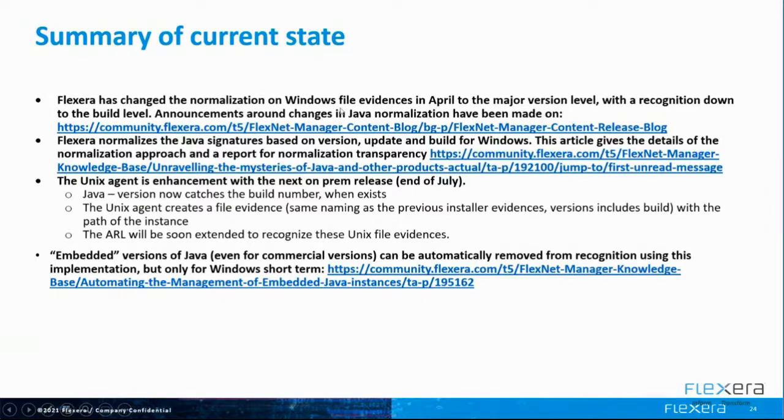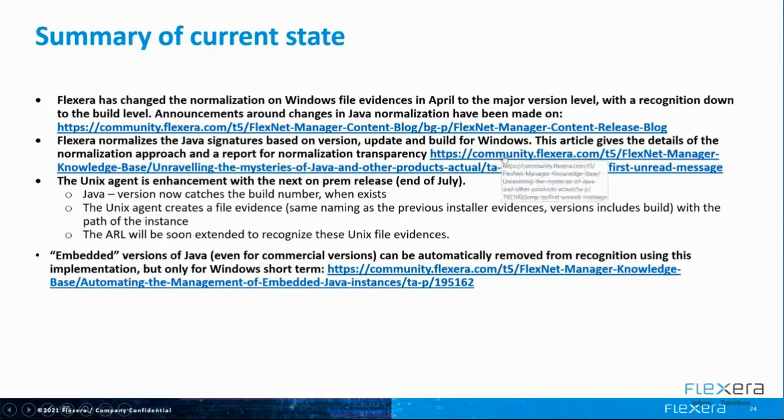And if you go into the details of the product, on the evidences, you will see that there is a big complexity. Each evidence is catching, depending on the update and the build, what the real version is, and maps the real version, the raw version, to either the commercial or the free version. So we have announced the changes here. Flexera now normalizes the versions based on the update builds on Windows.